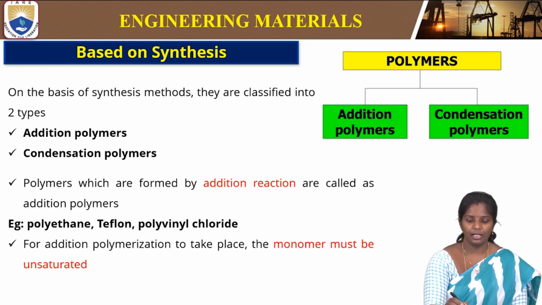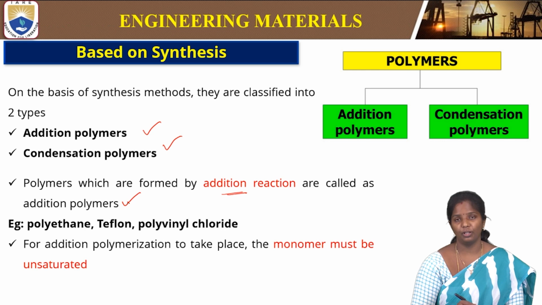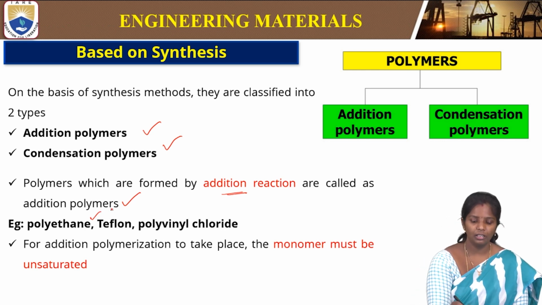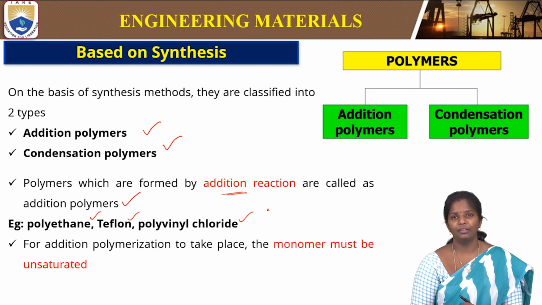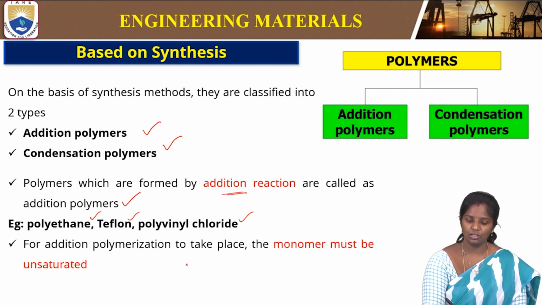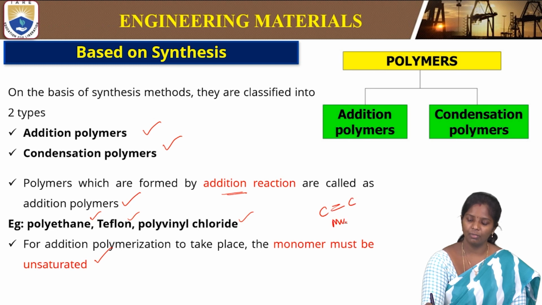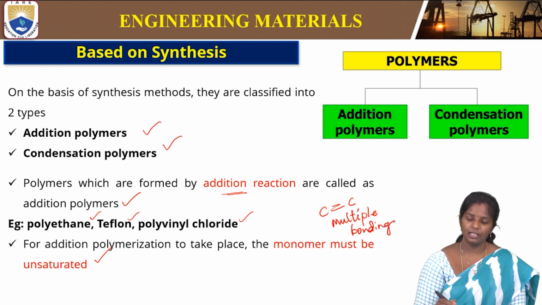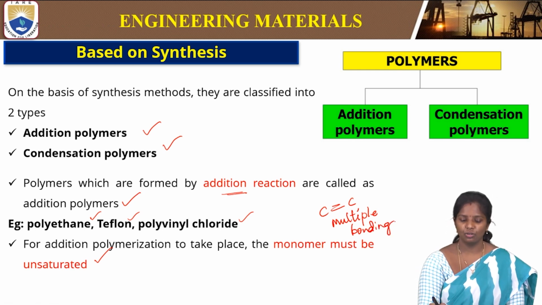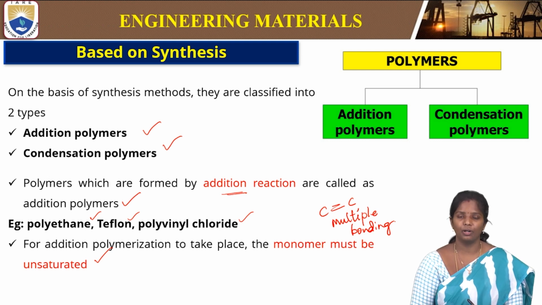So addition polymers and condensation polymers. The polymers which are formed by addition reaction are called addition polymers. The best examples are polyethylene, Teflon, and PVC or polyvinyl chloride. For addition polymerization to take place, the monomer must be unsaturated. For example, a double bond, or in a carbon chain, it should have some double or triple bonds or multiple bonding. This is the prerequisite, the essential thing for a monomer to have so that it participates in the addition polymerization reaction.